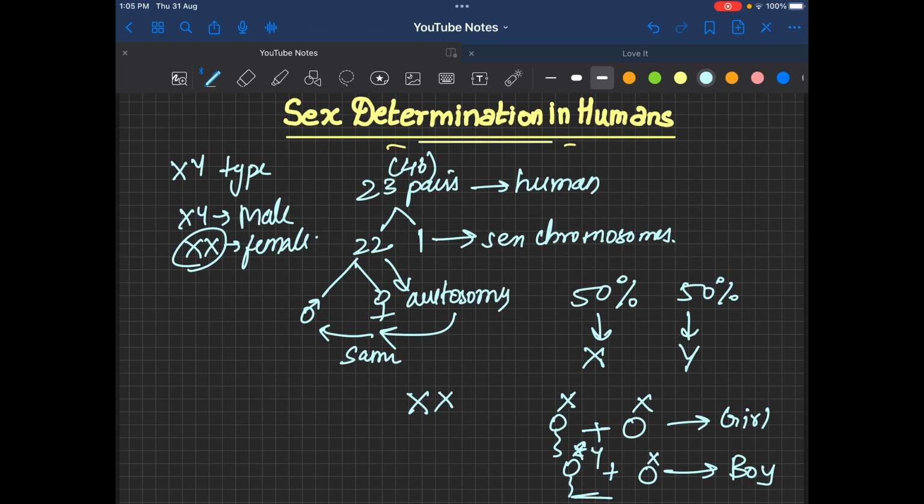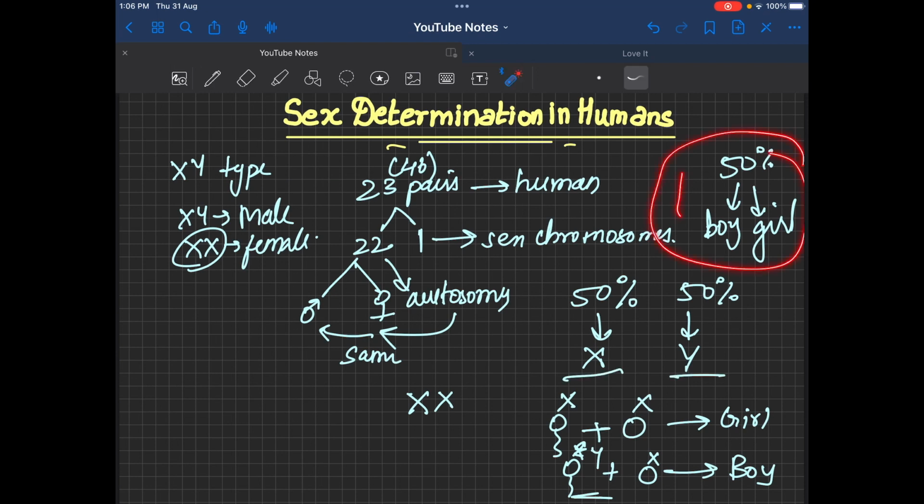So it is evident that the genetic makeup of the sperm determines the sex of the child. It is also evident that in each pregnancy there is always a 50% chance of either a boy or a girl, because the sperm might have X or Y, right? That is also 50%. Now this is very important.